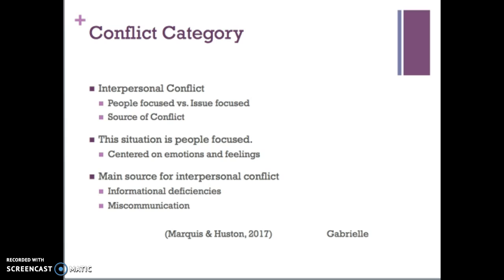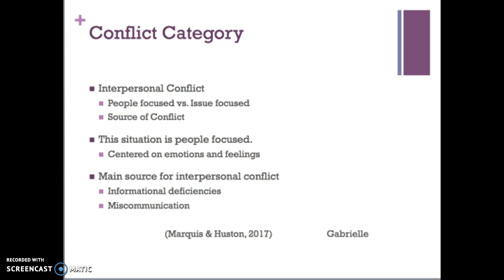The category of conflict this case study demonstrates is interpersonal conflict, which refers to the conflict that occurs between two or more people due to values, goals, and beliefs that differ from one another. This type is commonly defined by the focus of conflict, such as people-focused or issue-focused, and the source of conflict. The focus of conflict in this case study is people-focused because it was centered on emotions and feelings, causing it to be more of a personal attack.